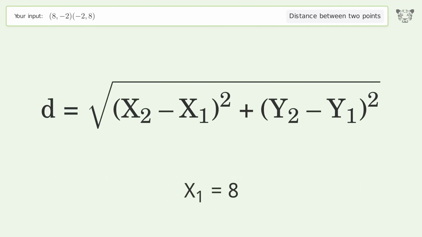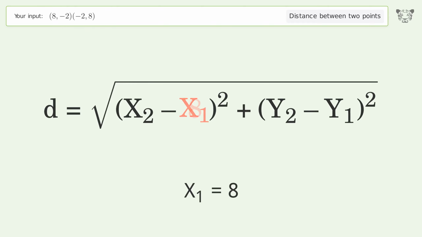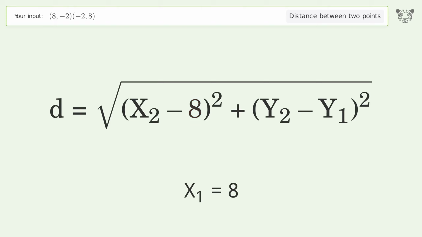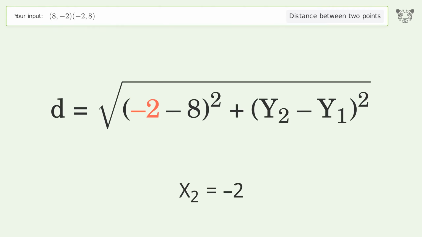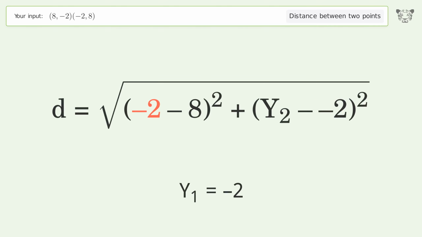x1 equals 8. x2 equals -2. y1 equals -2. y2 equals 8.